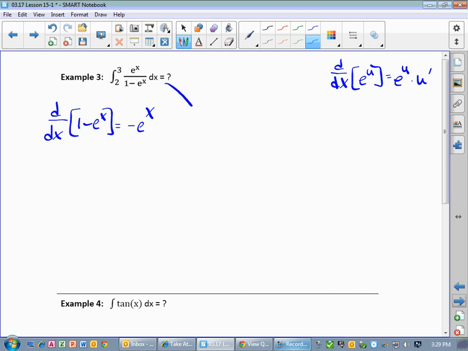Okay, so rewriting this problem, I've got the integral from 2 to 3 of e to the x over 1 minus e to the x dx. Okay, now, do we have the derivative of the bottom right here? Is it exactly the same? Are these the exact same? No. What's wrong? What's missing? A negative. So am I allowed to just put a negative right there? No. But what can I do?